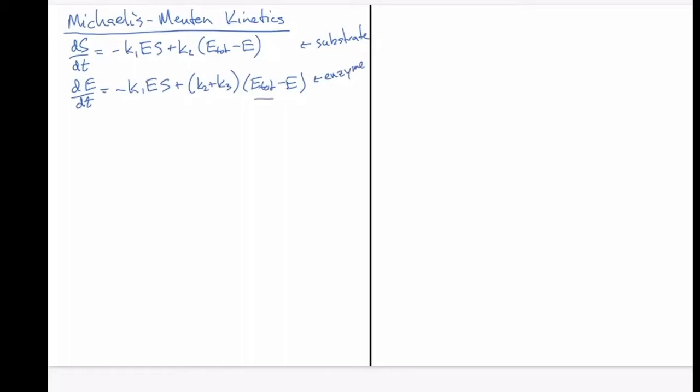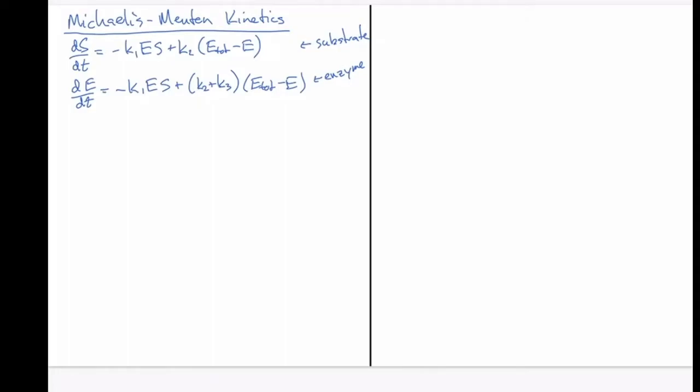And E tot minus E, which in the original version that I gave you in class, I think I called that C. That is the complex, which is S and E together. So that's just a little bit of language in case I use that while I'm going through this problem. Okay, so first step here is to non-dimensionalize.